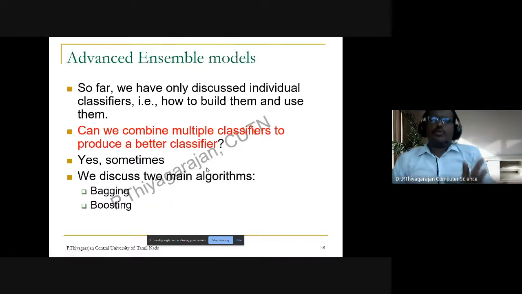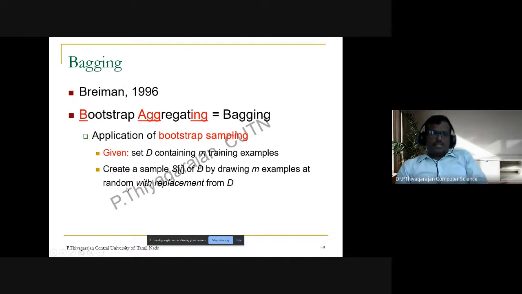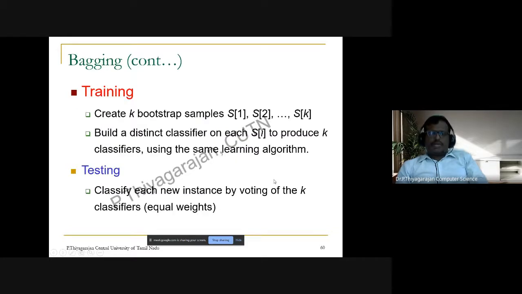So for now, we discussed only the individual classifier, how to build them and how to use them. We can also combine multiple classifiers for better results, like bagging and boosting. Bagging is bootstrap aggregating, shortly called bagging. Given a set D containing M training examples, create a new set of D by drawing N samples with replacement. I will discuss that with an example.